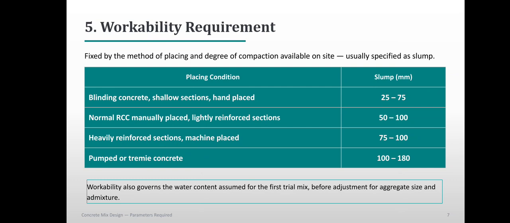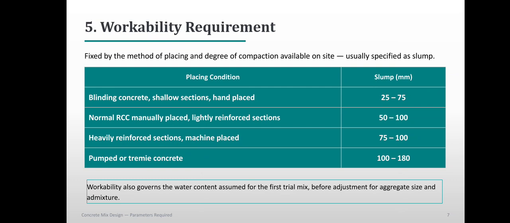The next parameter is workability. Workability indicates how easily concrete can be mixed, transported, placed, and compacted. It is commonly measured by the slump test. Different construction situations require different slump values. For example, manually placed concrete may require a lower slump, while pumped concrete requires a much higher slump. Workability also affects the water content selected for the first trial mix.